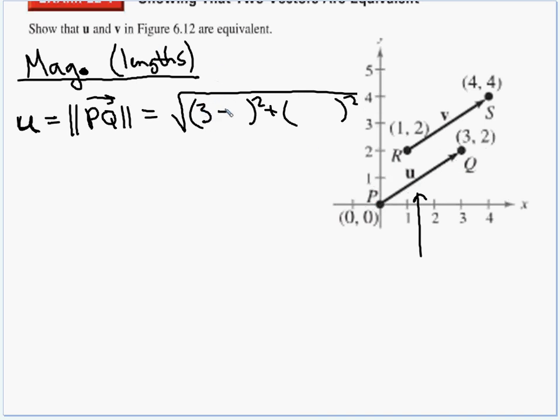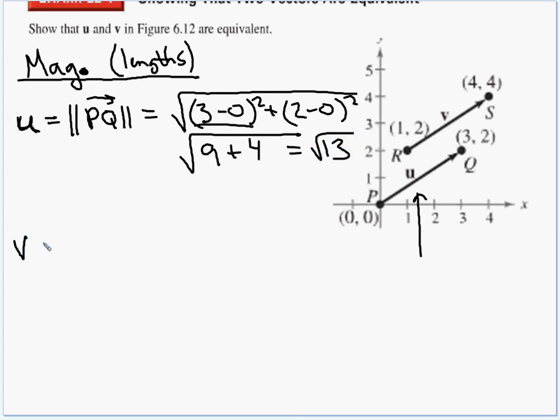3 minus 0, 2 minus 0. So this becomes the square root of 3 minus 0 is 3, and that squared is 9. 2 minus 0 is 2. Square that, you get a 4. So here we get a root of 13. That's for vector u.